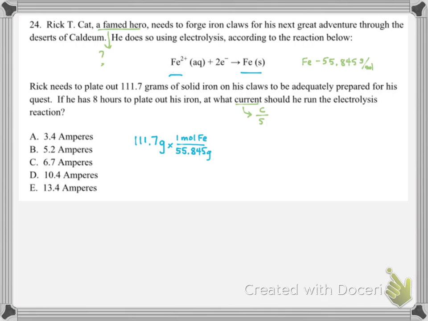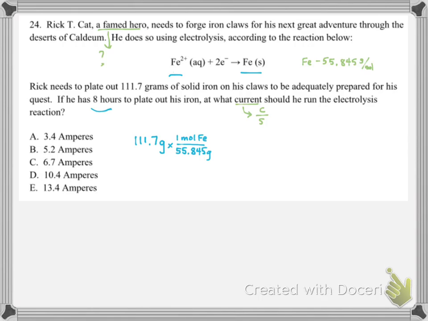Okay. So he tells us the number of grams we need to make. Says that he has 8 hours to make these claws. We need to figure out what current we want to run the electrolysis at. And so it's important here to recognize that current is coulombs per second. And so that gives us a relationship to time.